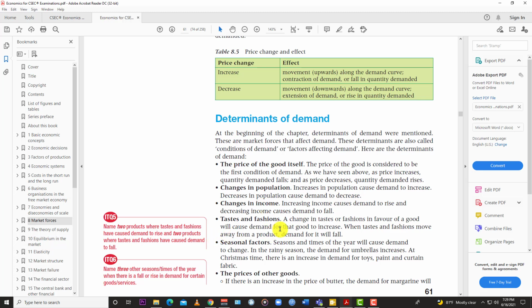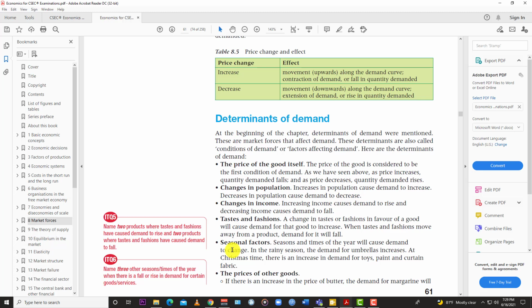Tastes and fashions. So if all of a sudden you don't like ripped jeans, then the demand for ripped jeans shifts to the left. But if you fall in love with ripped jeans again, then the demand for that shifts to the right, because it's taste and fashion. Seasonal factor. Seasons and times of the year will cause demand to change. So, for example, Christmas time, you might demand more. Easter time, you might demand more saltfish based on where you're at. You might demand more Easter buns if you're in Jamaica. So demand for Easter buns shifts to the right. Then, when you're coming out of Christmas, then you demand certain things differently.